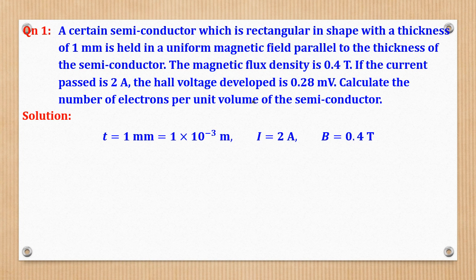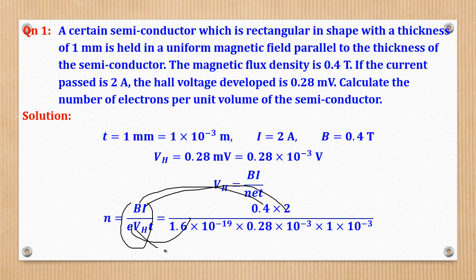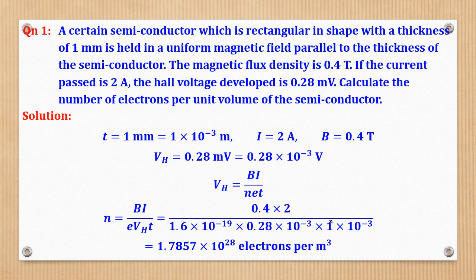So we know that thickness is that, current is that, flux density is that, Hall voltage is that. Therefore I can use the formula for Hall voltage and make n the subject. When I make n the subject, I come up with this. So substitute for flux density, current, electronic charge, Hall voltage, and thickness. You'll come up with that as the number of electrons per unit volume.